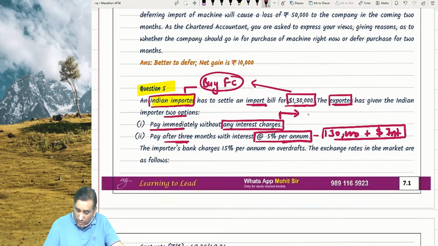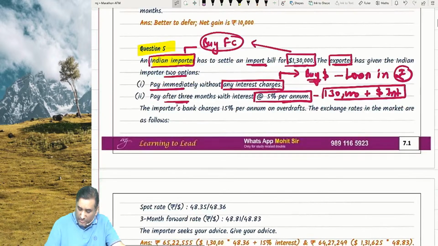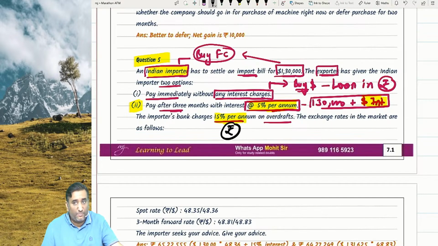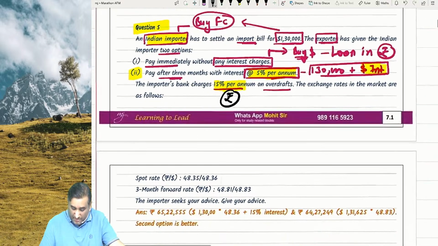You will buy dollars and make a payment. Buy dollars by taking a loan in which currency? In rupee. You'll take a loan in the rupee. The importer charges 15% per annum on overdraft. Since you have been given 5% per annum in the second case on the dollar interest, this 15% would be on what term, sir? Rupee. This will be applicable when you buy the dollars in the 0 period and make a payment.